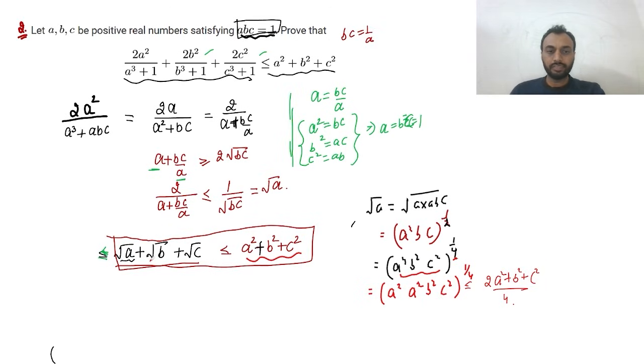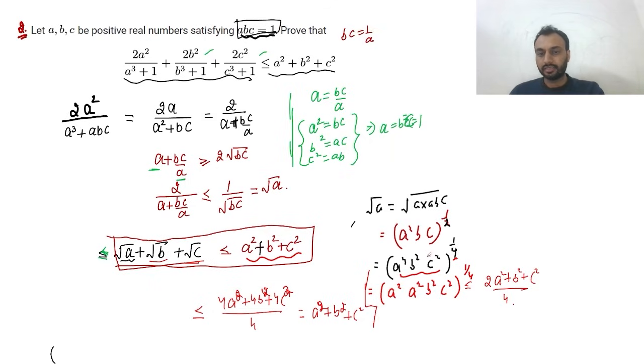Similarly the same thing we can do for root b and root c, and finally when we add them we will get 4 times a power 4, 4 times b power 4, 4 times c power 4, by 4, and 4 times a square, 4 times b square, 4 times c square. So we get a square plus b square plus c square, right? So that is what we want to prove, that this is less than or equal to a square plus b square plus c square.